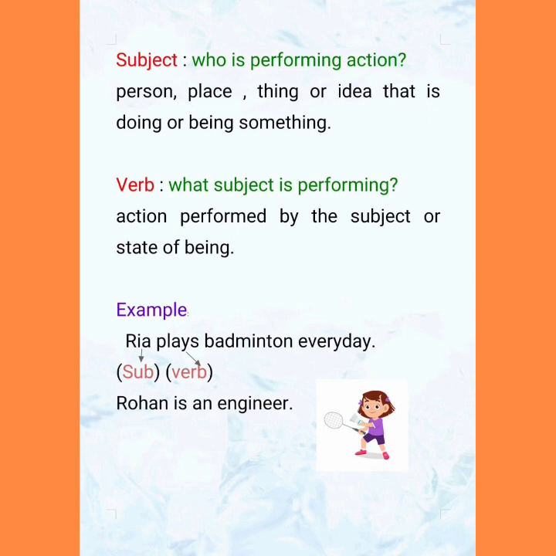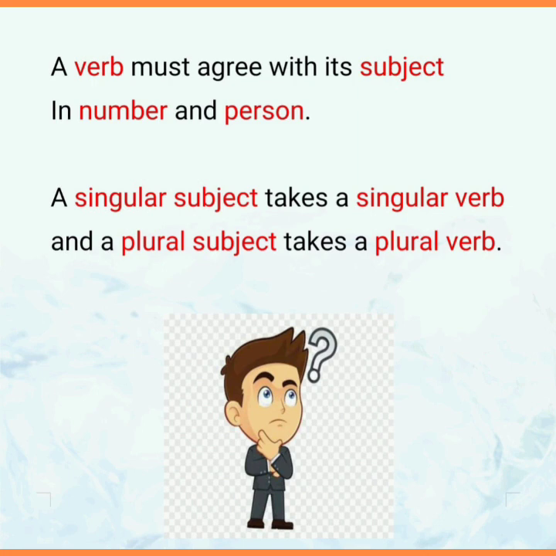We can better understand with the help of this example. Ria plays badminton every day. In this sentence, who is performing the action, or about whom are we talking? That is Ria. And what is she doing? She is playing. So dear children, a verb must agree with its subject in number and person. This is the basic concept.